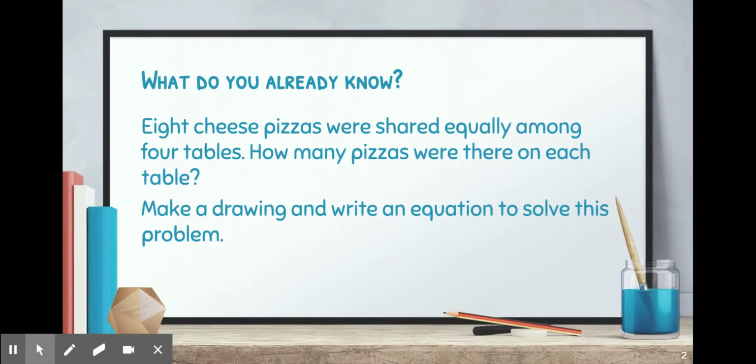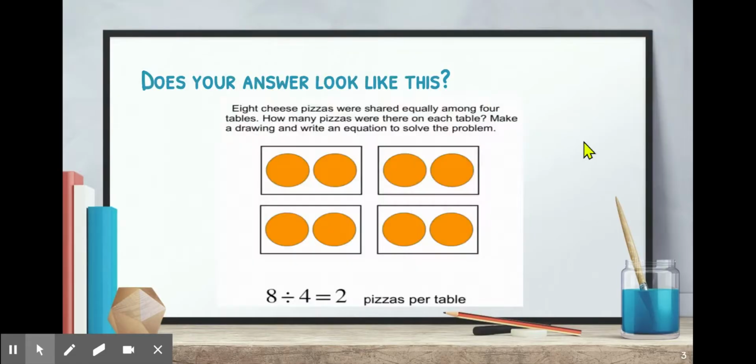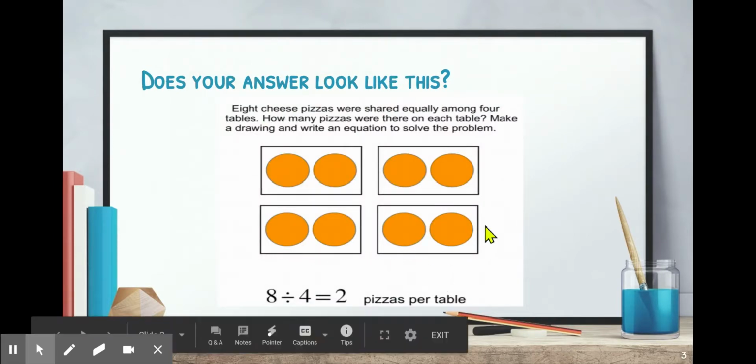8 cheese pizzas were shared equally among 4 tables. How many pizzas were there on each table? Pause to make a drawing and write an equation to solve this problem. Then restart your video when you are done. Does your answer look like this? You have 8 pizzas divided between 4 tables. 8 divided by 4 would be 2 pizzas per table.